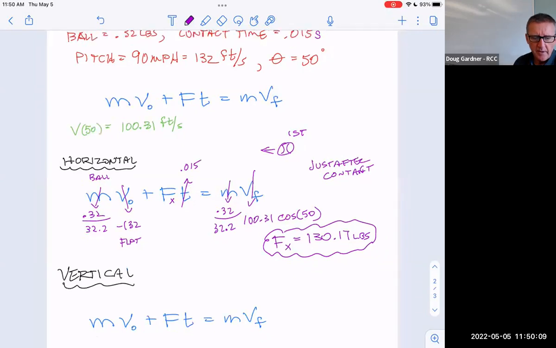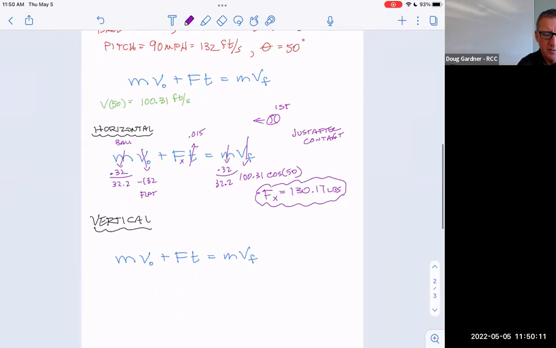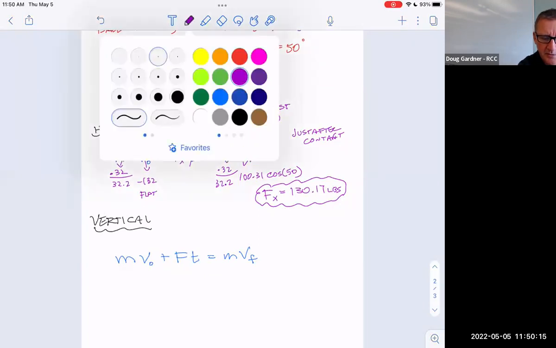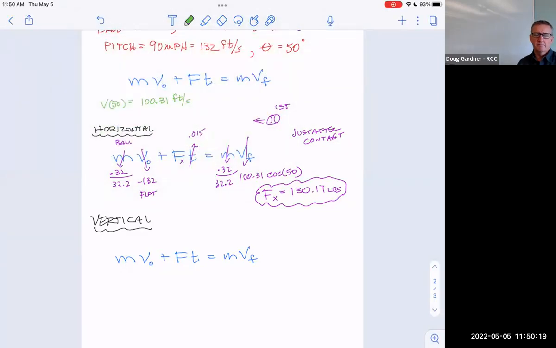Okay, well, let's see if we can do that for vertical. What happens vertically? I want to give you a second to think about this though, before I just instantly do it. So think vertical. What's the same? What's different?